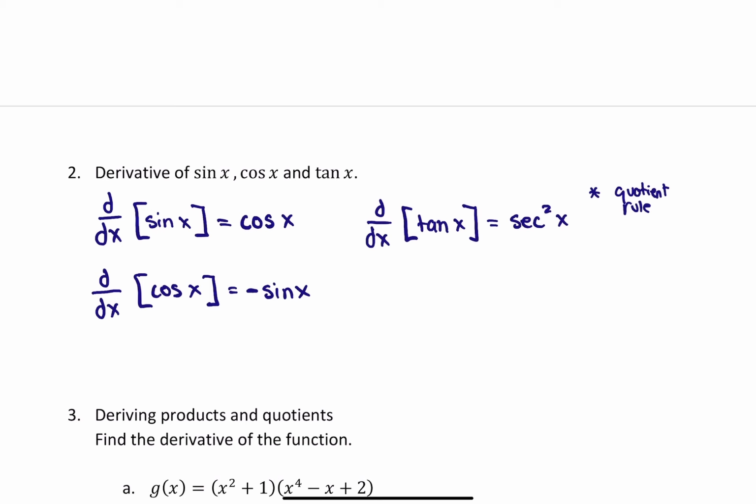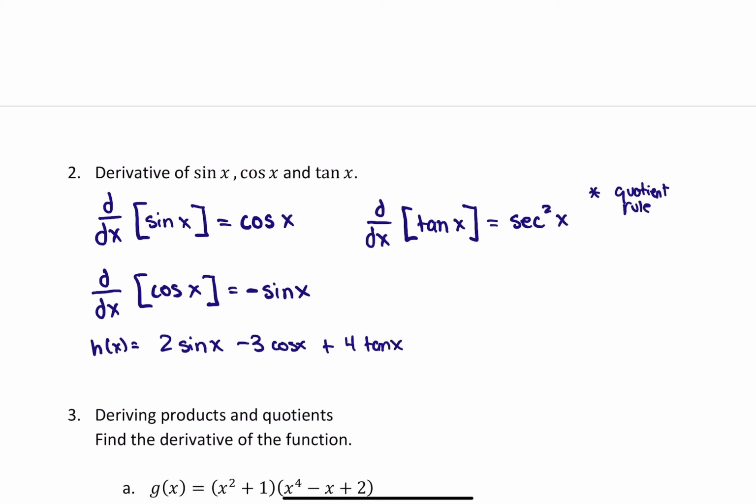All right, so that's it for those 3. We just need to know those. So if you see them, those are the derivatives. Let's write a quick example. So say we have h of x is 2 sine x minus 3 cosine x plus 4 tangent x.